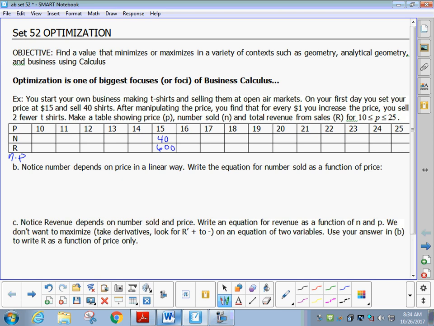When you increase the price by a dollar, you sell 2 fewer shirts. So for example, when the price is 16, you'd sell 38, making the revenue blank. Okay, finish the table. You may use a calculator, and we'll move along.